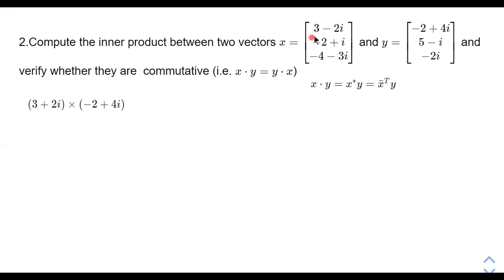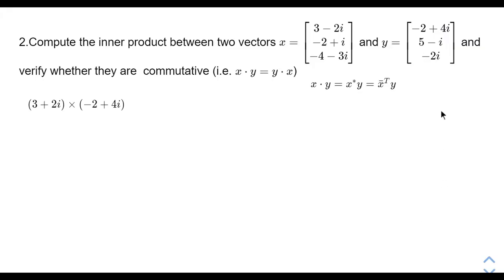Now I am taking this element and conjugating it. So 3 minus 2i becomes 3 plus 2i. Then I am taking the first element from here as it is. We are not doing any conjugation here, so we are just simply multiplying two complex numbers. Similarly, I will take the second element and conjugate it, and then take the second element from y and simply multiply it. You keep doing that, and finally we have to sum it up.